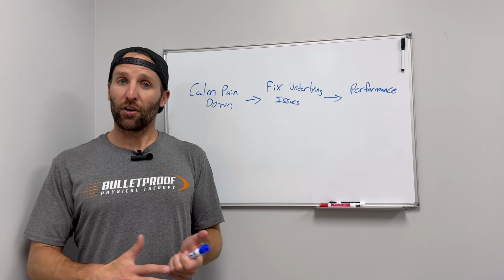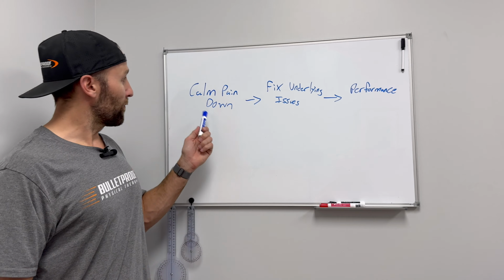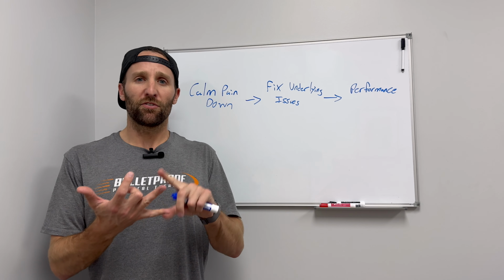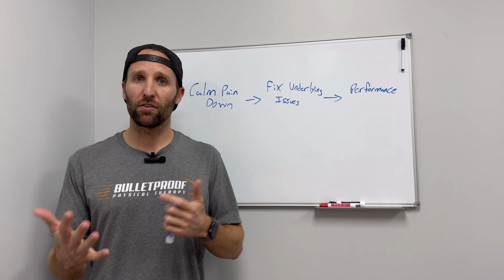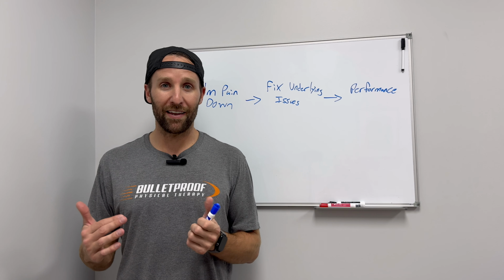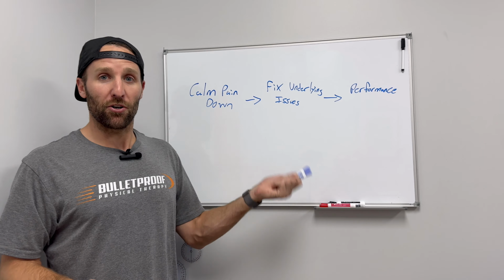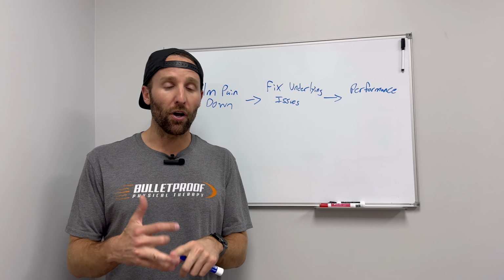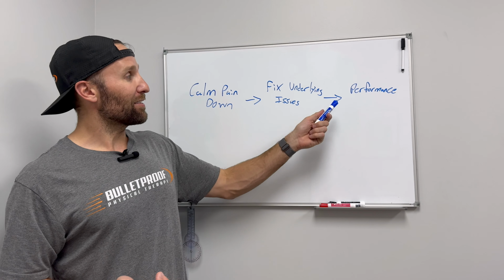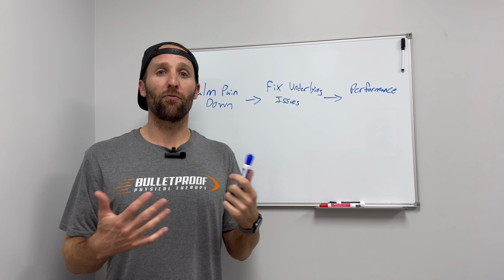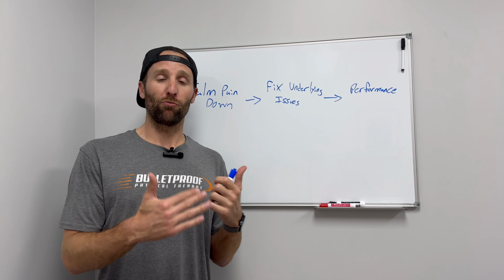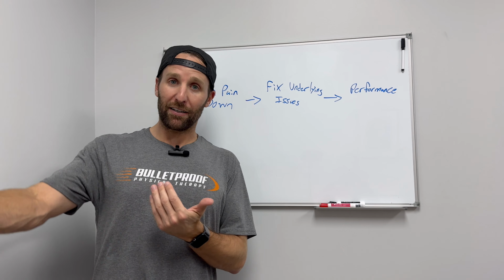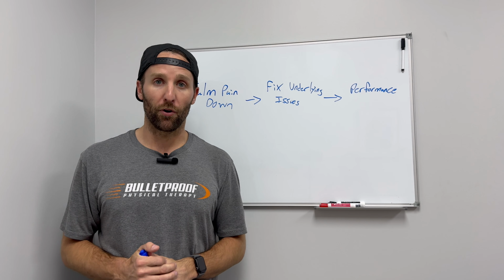So let's talk about what we're going to do to fix this problem. The first thing, obviously, is to calm your pain down. That's where things like dry needling, soft tissue work, and joint mobilizations all come into play. Next, we need to fix the underlying issues, whether that's tightness in your lats, weakness in your rotator cuff, things like that. And then lastly is to get you back into the performance side of things. That's where we gradually reintroduce exercises that were bothering you in the gym as we ramp you back up to doing all the things that you want to do with this shoulder.